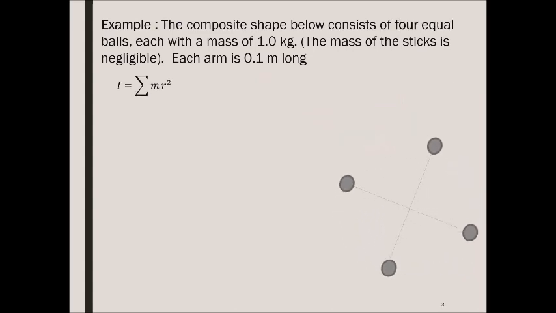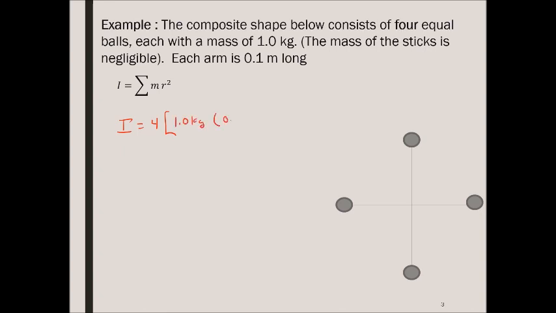Okay, now are you ready to try this? So here we have a different system. This is 4 balls rotating about an axis, but basically we use the same formula. None of them are at the center, so I'm just going to say I is equal to 4. We're going to just add all these up of our 1 kilogram objects times 0.1 meters squared. And that gives us 4 times 0.01 or 0.04 kilogram meters squared.